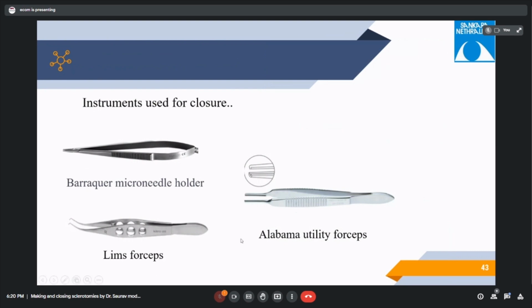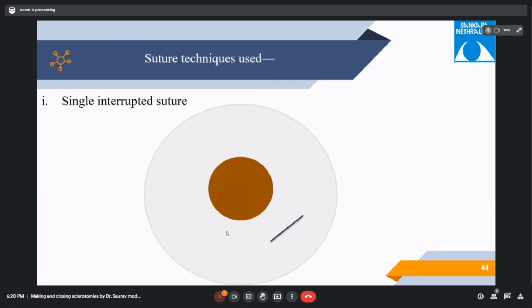Now the different suturing techniques available to close the sclerotomies are, first, the simple interrupted suture. Schematic diagram showing a circumferential incision. If a single interrupted suture is to be placed, a partial thickness scleral bite is taken at the center of the wound and a knot is tied.